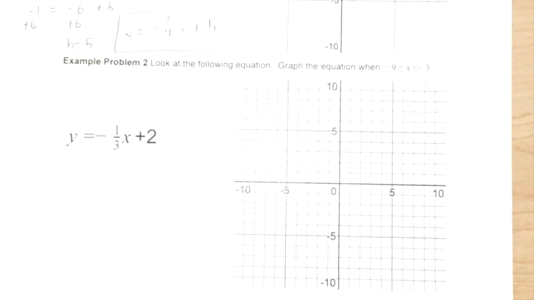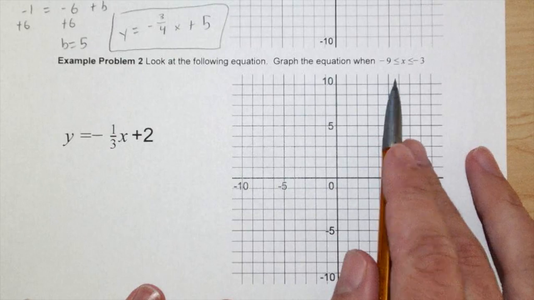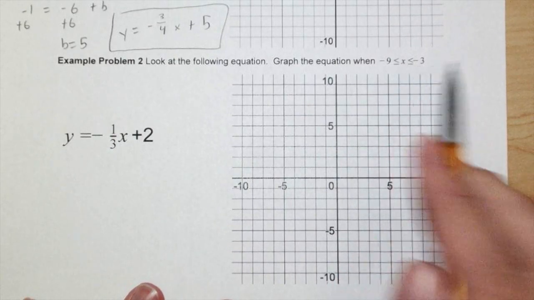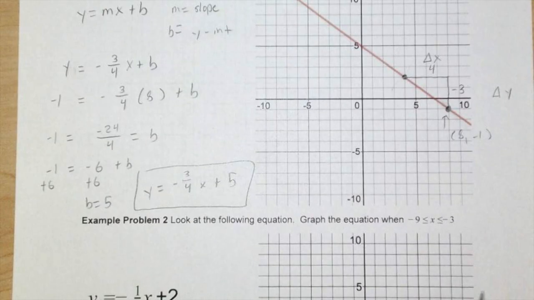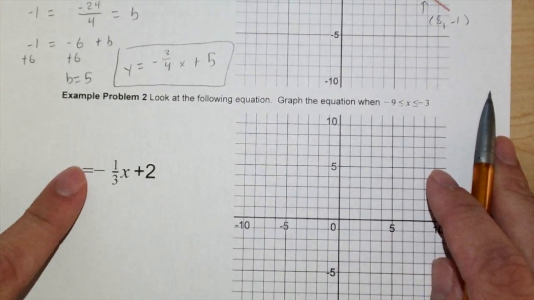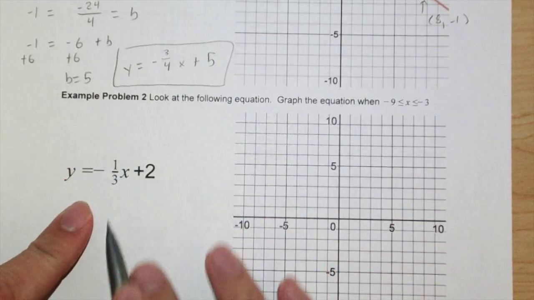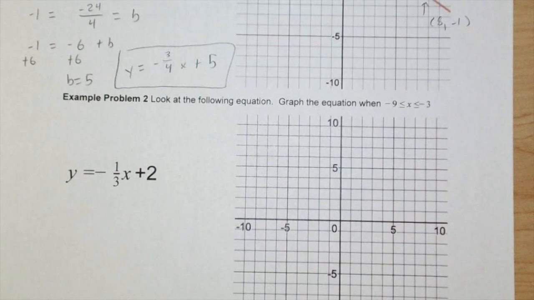We're doing really well on time, so I think this will be pretty quick. But for 2, it says look at the following equation, and we want to graph the equation when x is negative 9 to x is negative 3. So this notation is interval notation, and it's saying we're only going to draw the graph for a part of it. The same way we were thinking about what happens if we only have part of the line showing, now it's telling us to only graph part of the line. Because sometimes we're given multiple equations, multiple intervals, and we have to graph all of those.